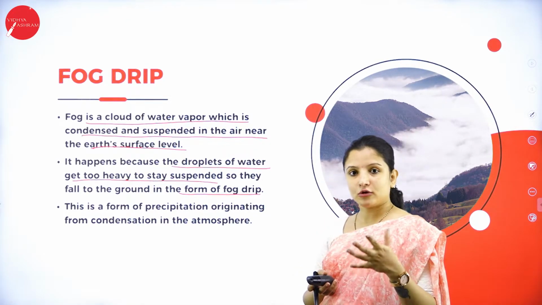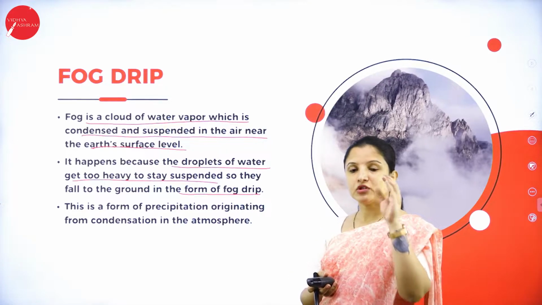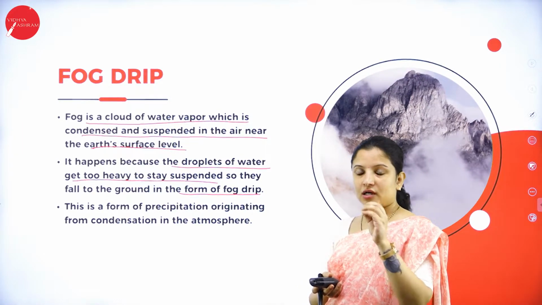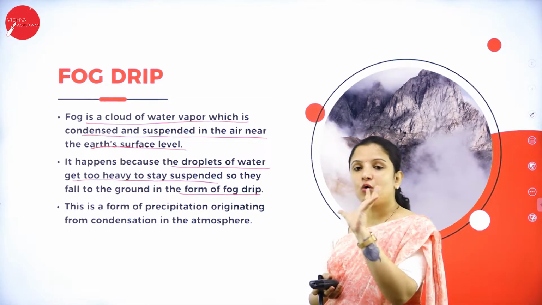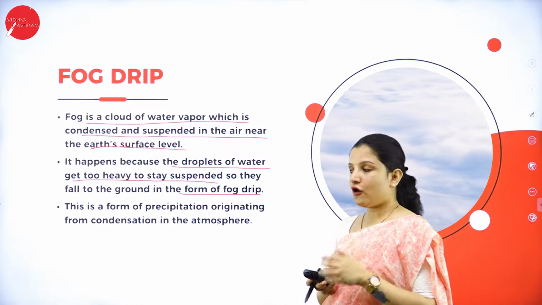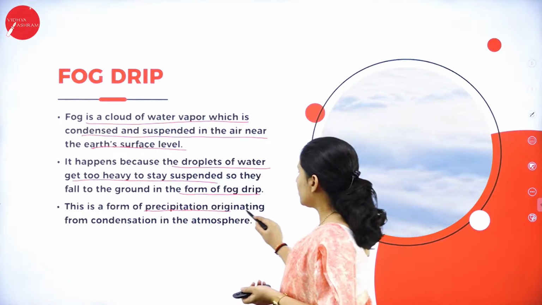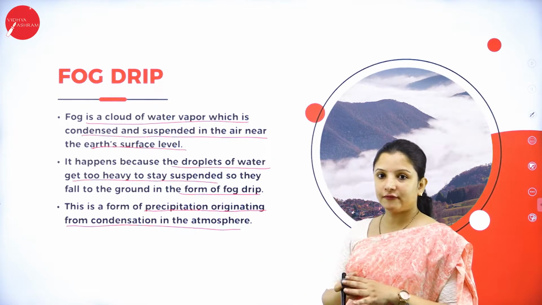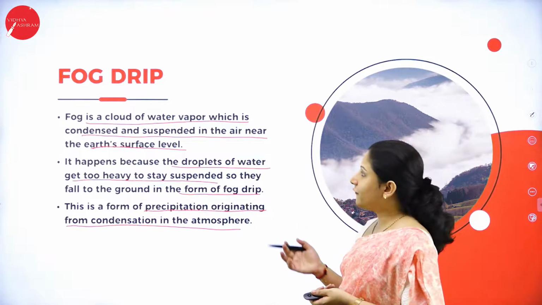Fog is nothing but a cloud of water vapor. This cloud of water vapor will condense. When it condenses, it will form very light drops of water. As and when the drops of water get even heavier, the atmosphere cannot hold the water any longer. That is the time when they come down in the form of fog drip. Fog drip is a form of precipitation that originates from condensation in the atmosphere. Condensation in the atmosphere causes fog drip, and the condensation of the clouds in particular causes rainfall. So this is about fog drip.